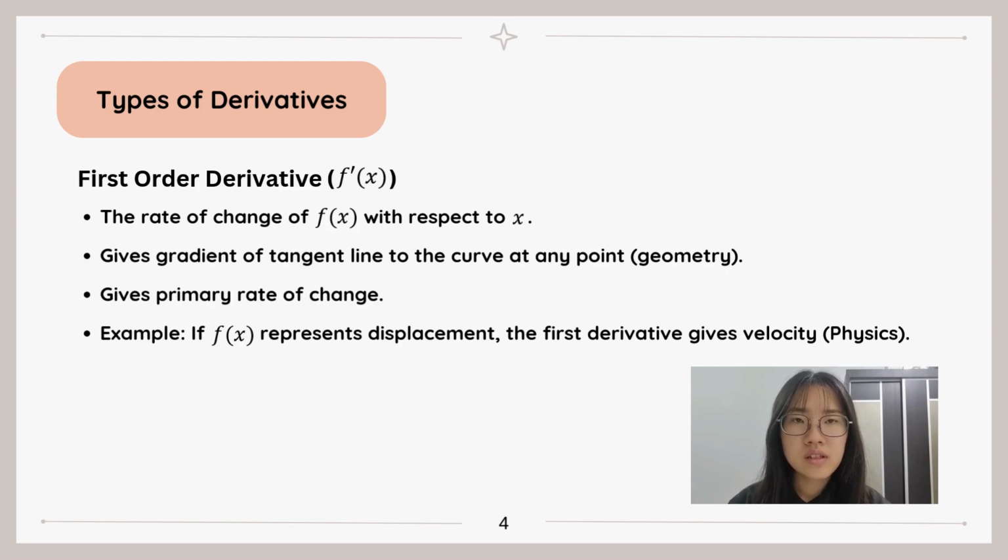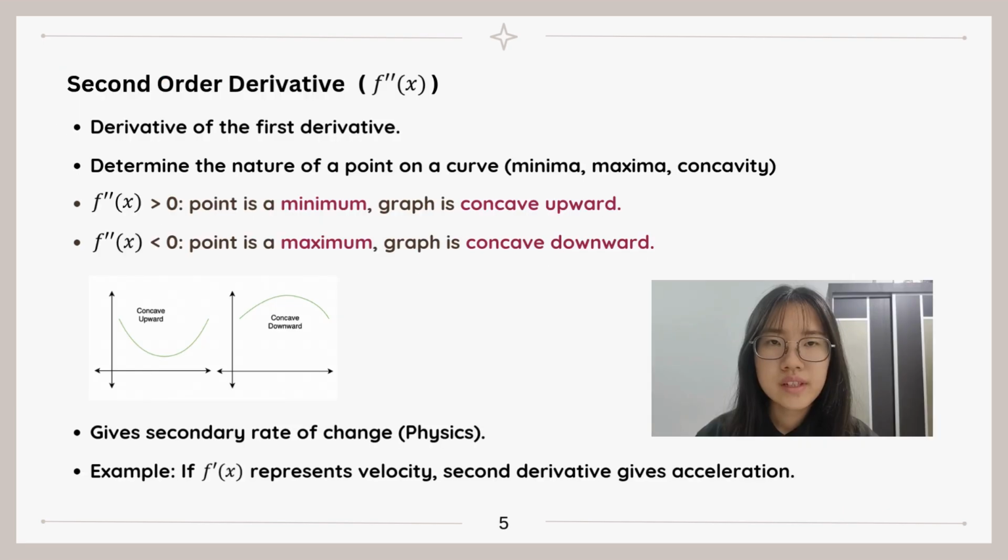First-order derivative, denoted as f prime of x, represents the rate of change of the function f(x) with respect to x. In terms of geometry, it gives the gradient of the tangent line to the curve at any point. In physics, it describes a primary rate of change.